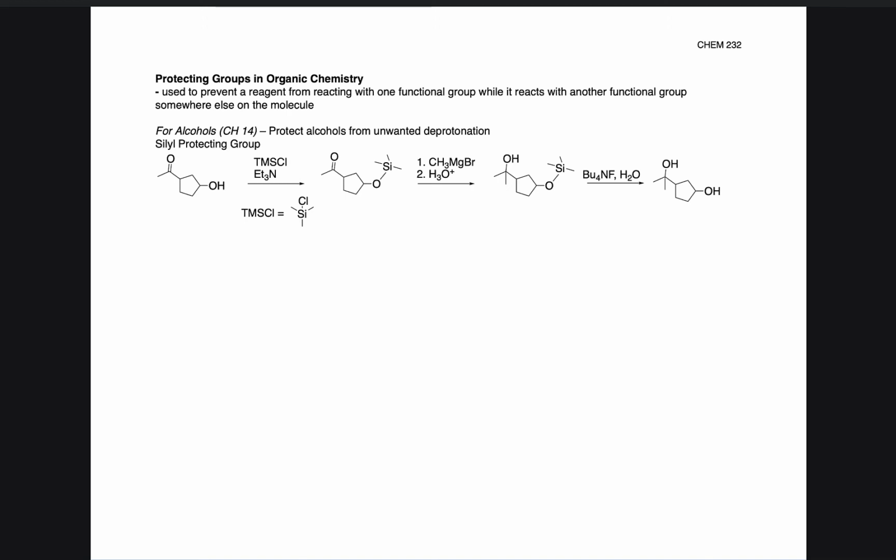So for this last part of the chapter, we're going to look at protecting groups. Protecting groups in chemistry is the term we use for preventing some part of a molecule from reacting. It's literally doing what the name implies, right? It's protecting something. So we're going to look at a few different ways we can protect different functional groups: alcohols, amines, and carbonyls.